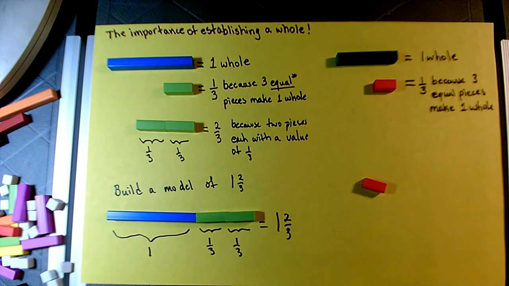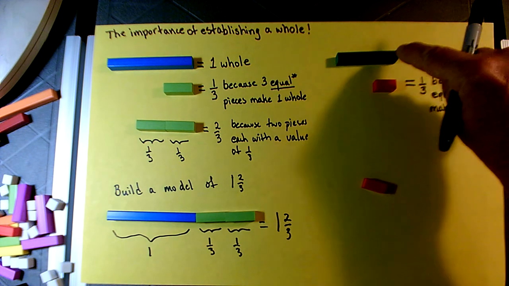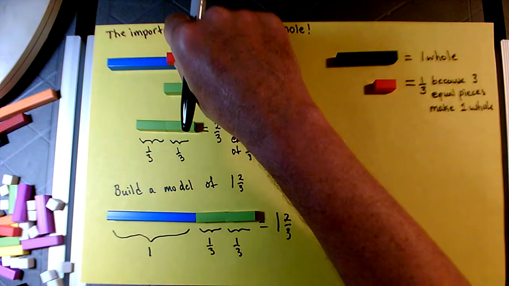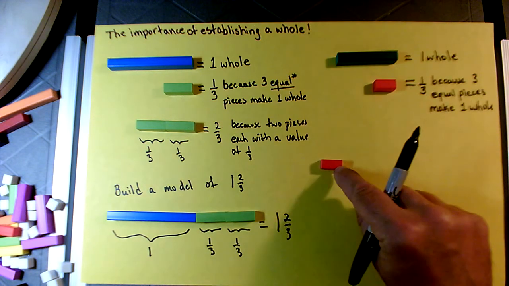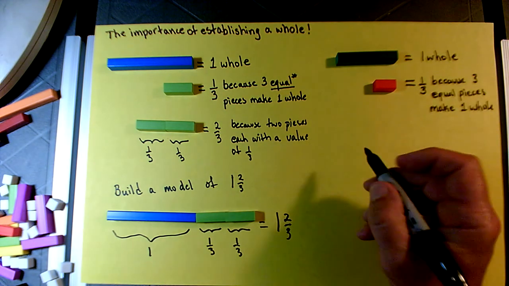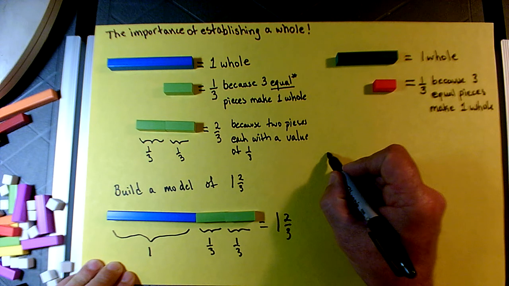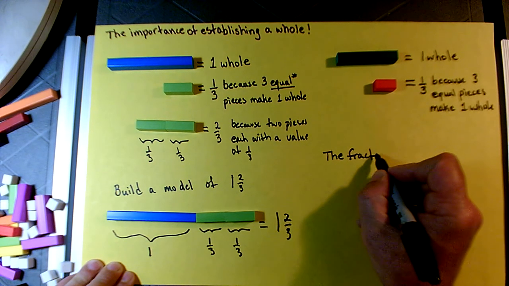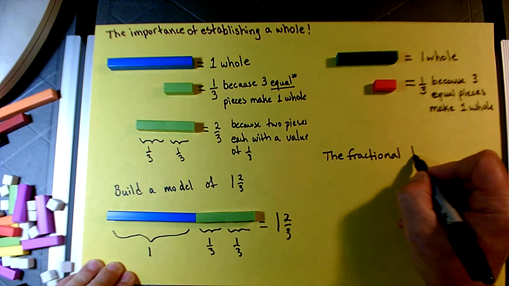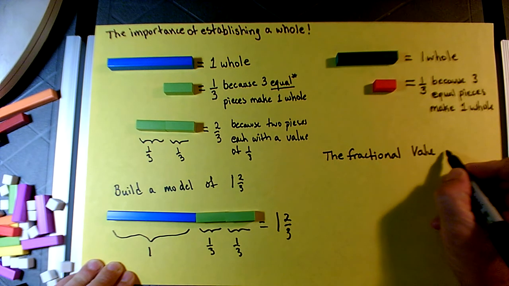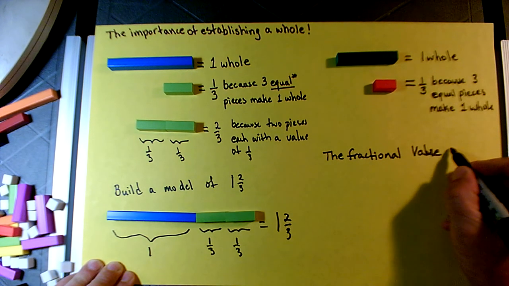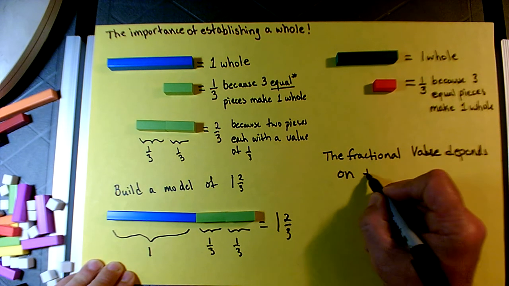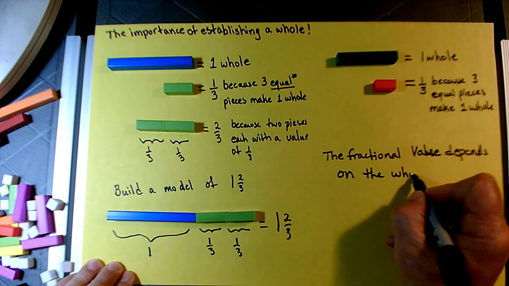And so before somebody says to me, what value is this block? I have to ask them, well, what's your whole? Because if this dark green block is your whole, then that value is 1/3. But if this blue block is your whole, then this red block has a different value. So this is a very important concept. The fractional value depends on the whole.